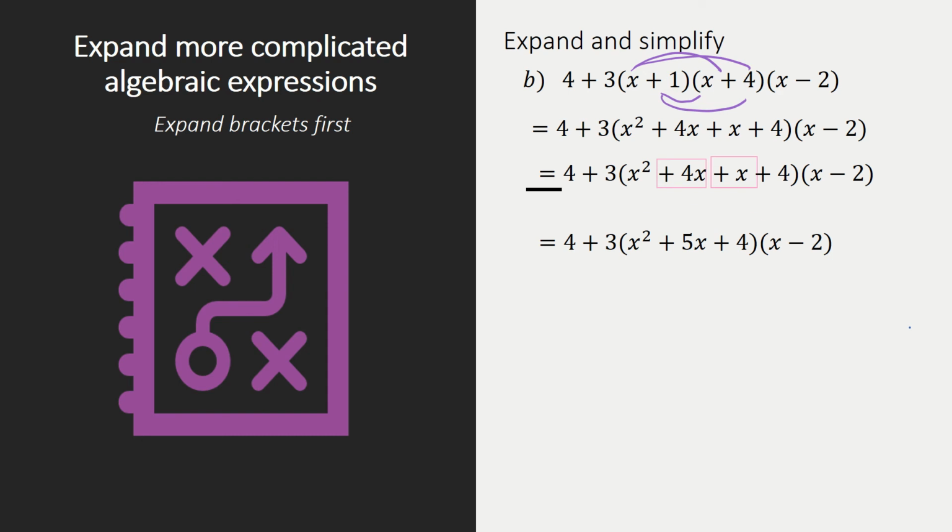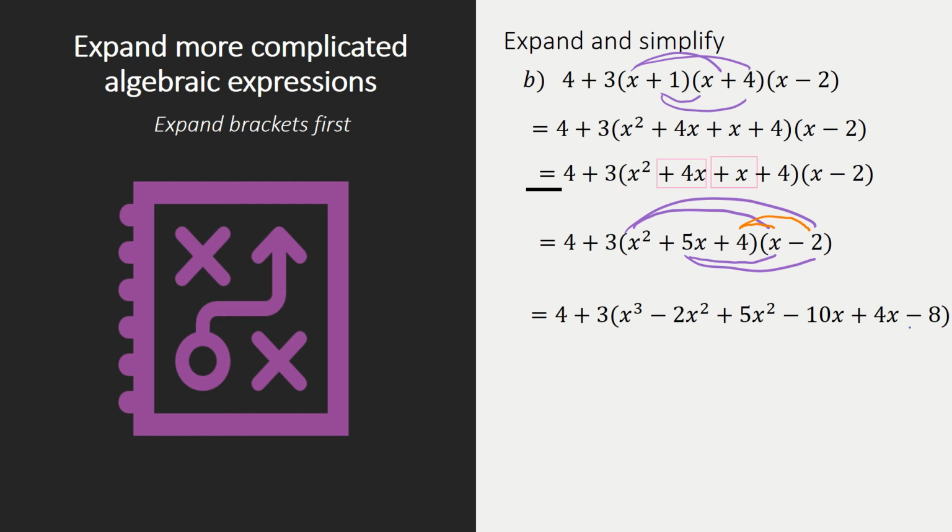We're going to expand brackets first again. So x squared times x, x squared times minus 2, 5x times x, 5x times minus 2, 4 times x, and 4 times minus 2. Our answers are still within brackets since we're going to multiply with 3 at the end as well, since there is also an invisible multiplication sign between the 3 and the brackets. So we get 4 plus 3 times (x to the power of 3 minus 2x squared plus 5x squared minus 10x plus 4x minus 8).